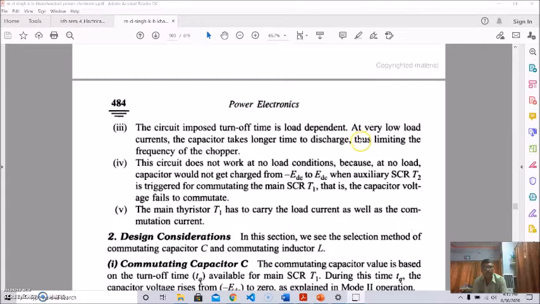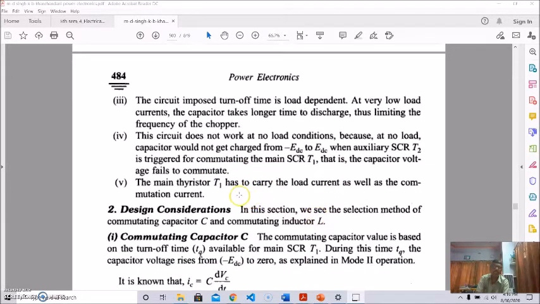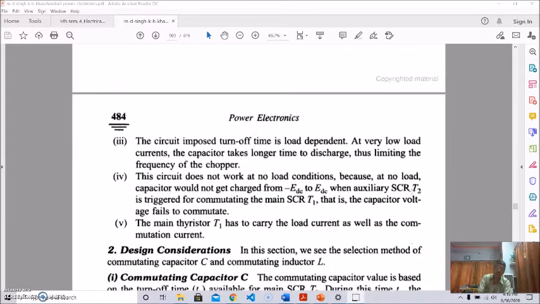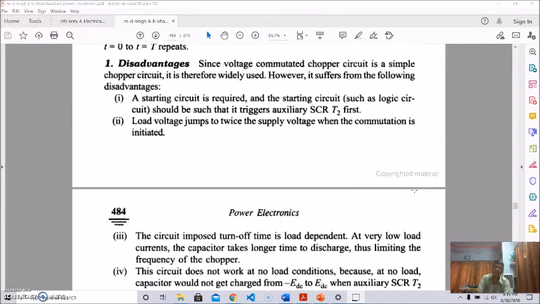At very low load currents, the capacitor takes longer to discharge, thus limiting the frequency of the chopper. Another disadvantage is that this circuit does not work at no load, because at no load the capacitor will not get charged from minus EDC to EDC when auxiliary SCR2 is triggered for commutating the main SCR T1, so the capacitor voltage fails to commutate. And the main thyristor T1 has to carry both the load current and the commutation current. These are the five disadvantages.